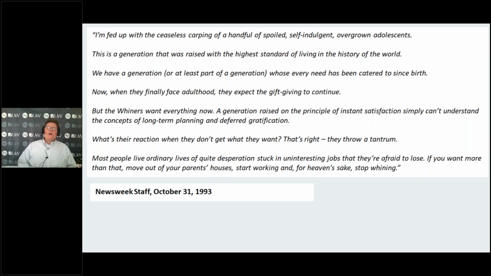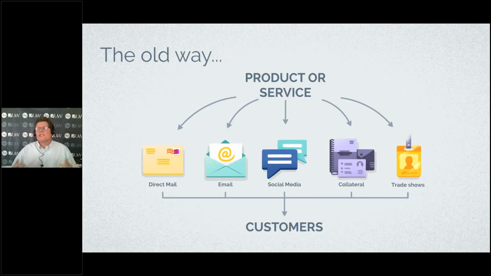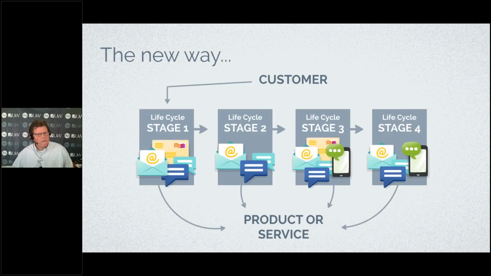So we have to talk about what's causing the fundamental shift in how we communicate, not necessarily the generational part of it. I'm going to talk a little bit about generations, but here's the old way that we'd market our product and service. We have a product or a service, and that's the king, right? And we have all these different channels. We have direct mail, email, social media, trade shows, collateral, whatever it happens to be. And we produce information for each of these channels, and then we push that out to our customers. That's the way it was done. That's not the way it's done now, and that's not the way it'll be done in the future.